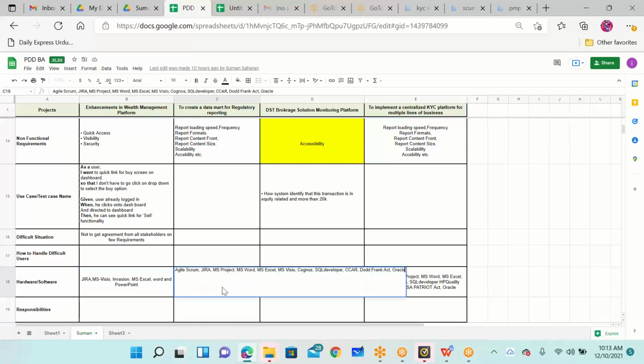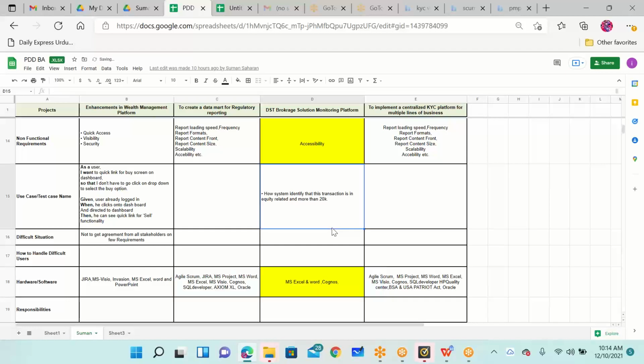Remove CCAR, remove Dodd-Frank Act. These are not tools. Instead of that, you can use Axiom Excel. This is the calculation tool they use. And the first one is fine. Jira, Visio, Invasion, Excel, PowerPoint, add SharePoint. Add MS SQL, add Oracle.